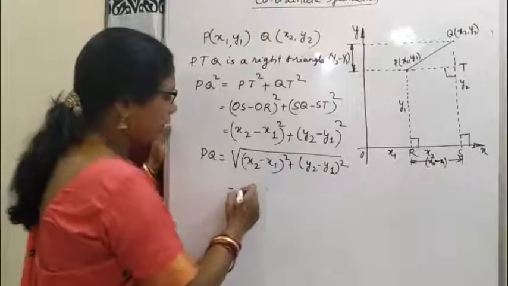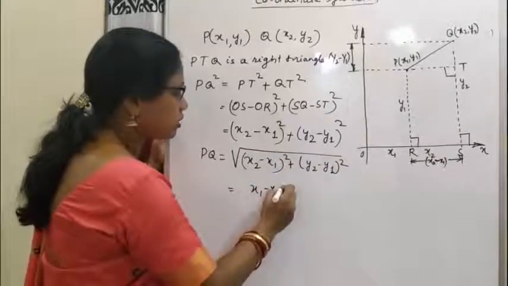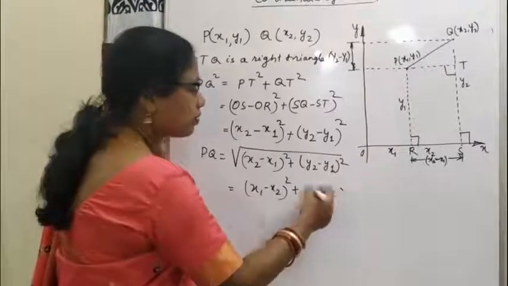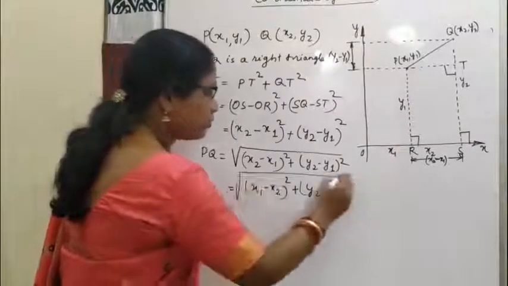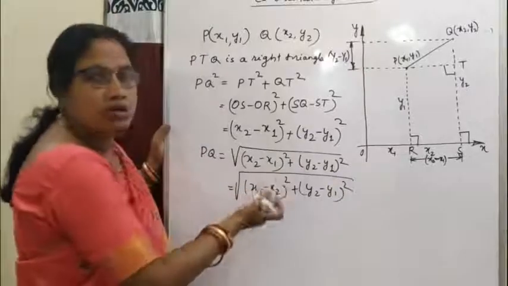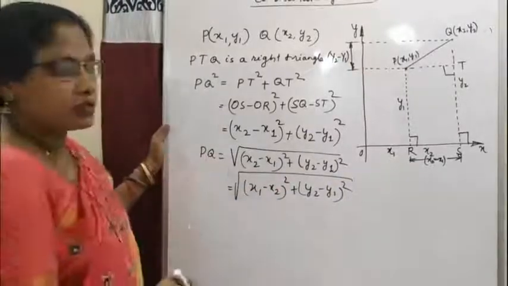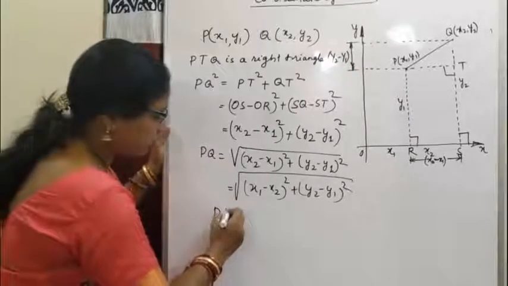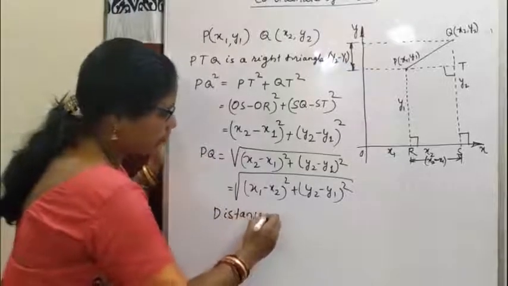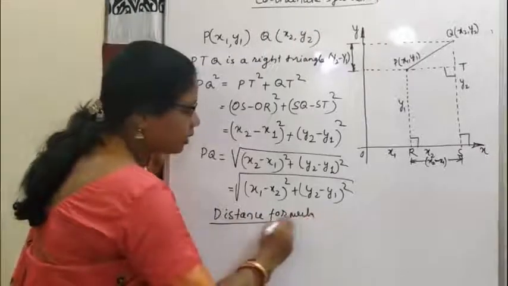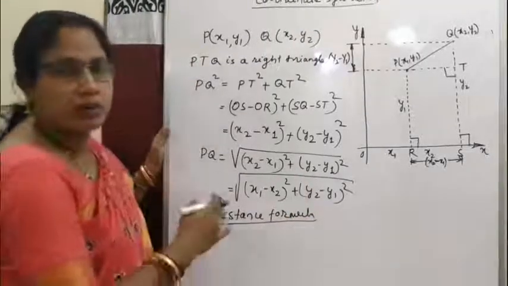So it can be written as square root of x1 minus x2 whole square plus y1 minus y2 whole square, as a minus b whole square is equal to b minus a whole square. So this is the distance formula. This is known as the distance formula. You have to remember this formula and apply it in solving other problems.